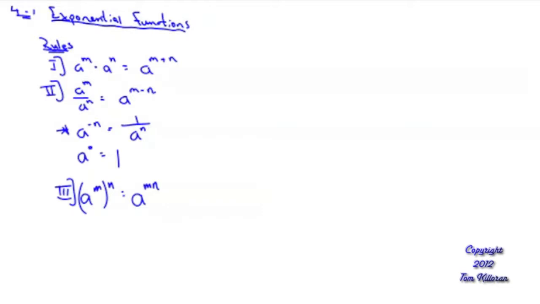And finally, it's not really one of the rules of exponents, but it comes in handy. a raised to the x over y is equal to, in radical form, a root. What kind of root? A y root. The y root of a to the x. It doesn't come in that handy for our purposes yet.